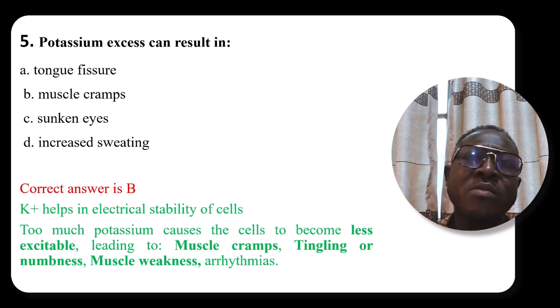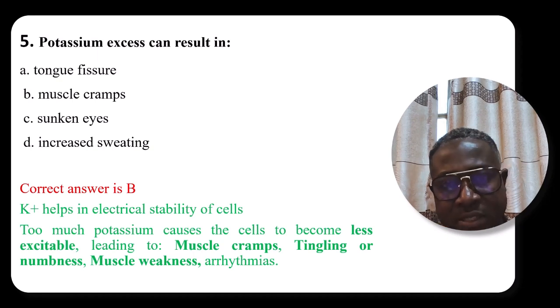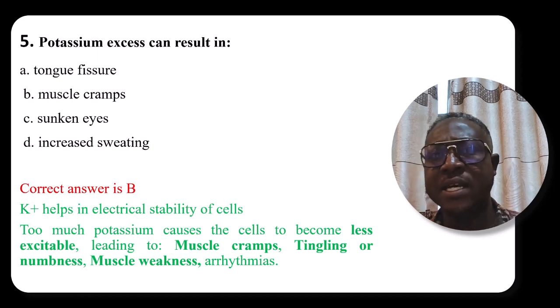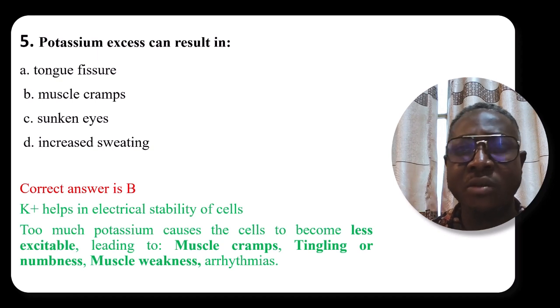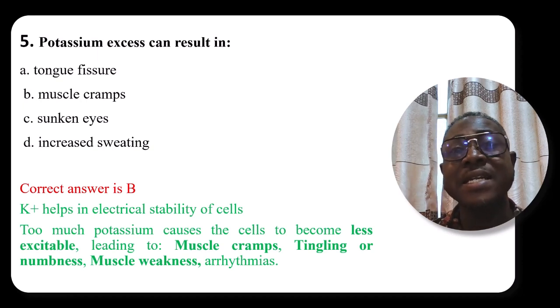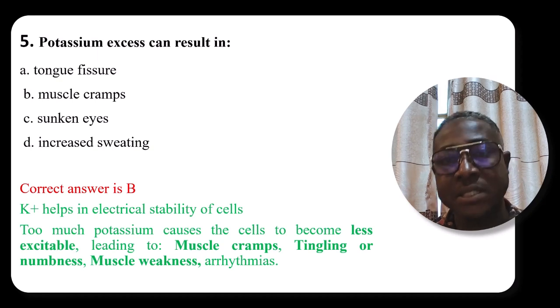Now let's understand something about potassium. Potassium is one of the electrolytes that helps to stabilize the cells, the electrical stability of the cells. That means that it helps in muscle contraction, it helps in nerve impulses. Now there's also something we need to understand about electrolyte imbalance. This is a fact I'm going to give you that will help you to answer the remaining questions. Anytime there is a high amount of a certain electrolyte in the cells, there is low excitability.